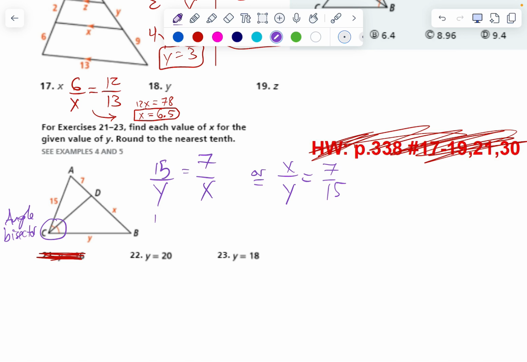So this first one would be 15x equals 140. Maybe I'll write it 20 times 7. And then what's 140 divided by 15? 9 something. What? 9.3. Thanks. Okay, and then over here I'll use the other one with the 18. So x over 18 equals 7 over 15. 70 and 56 is 126, I think. Okay, how about that one? What was it? 8.4. Thanks.